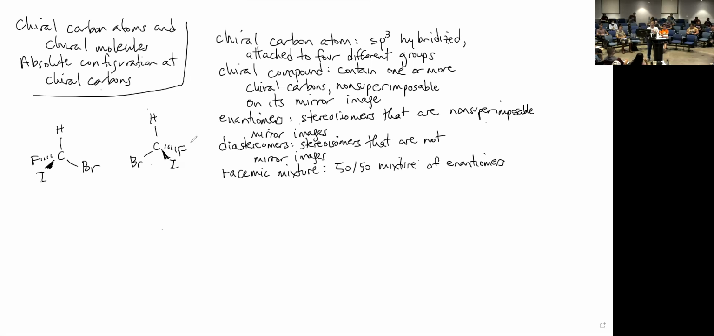So let me see. This is fluorine, bromine, iodine. They're different compounds. Oh, I see. That's the problem. I need to prove to you that they're different compounds. The reason they're different compounds is because you can't superimpose them. They have a different structure.